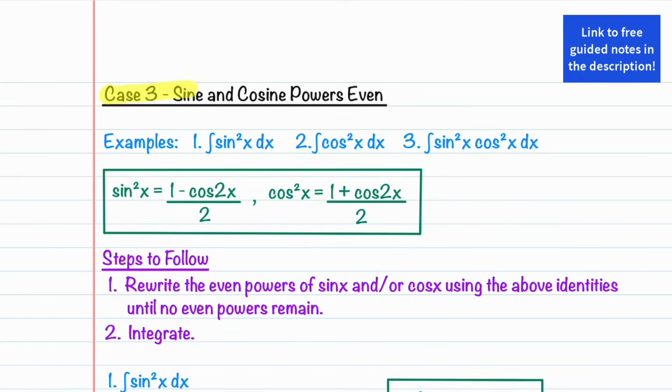In case 3 of integrals involving powers of sine and cosine, we have even powers of sine and cosine. We'll walk through these 3 examples and notice that all the powers of sine and cosine are even. In these examples, we are going to use one or both of these power-reducing identities, so I went ahead and put them here in our green box so that we'll have them.